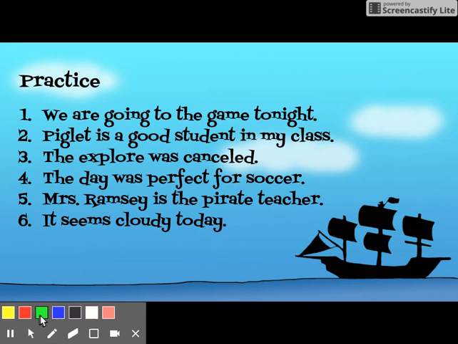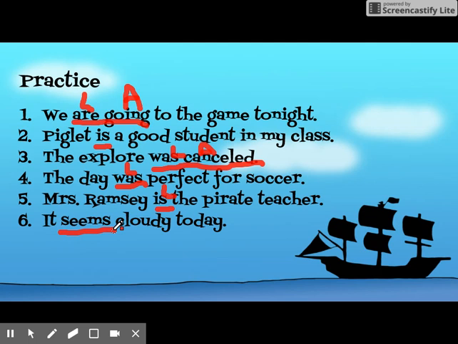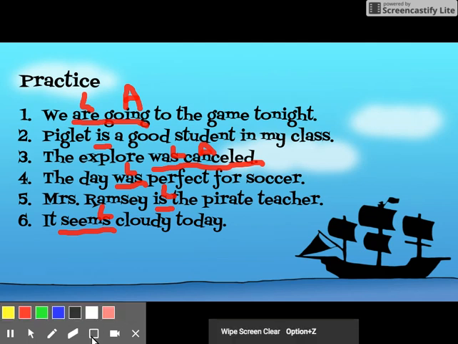Let's see what we got here. Are going. Are is a linking verb. Going is an action verb. Is, linking verb. Was canceled. So we have a linking verb and an action verb. Was, linking verb. Is, linking verb. Seems, it's a linking verb, so we can replace it. It is cloudy today, so it still makes sense. That's what you have there.